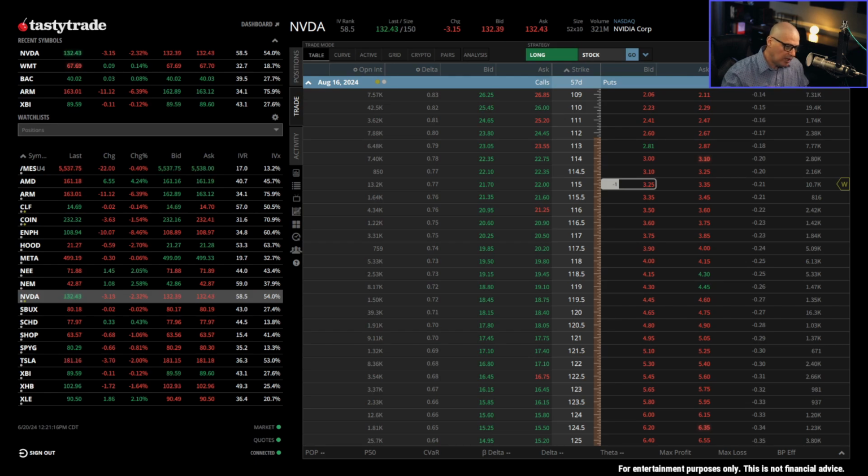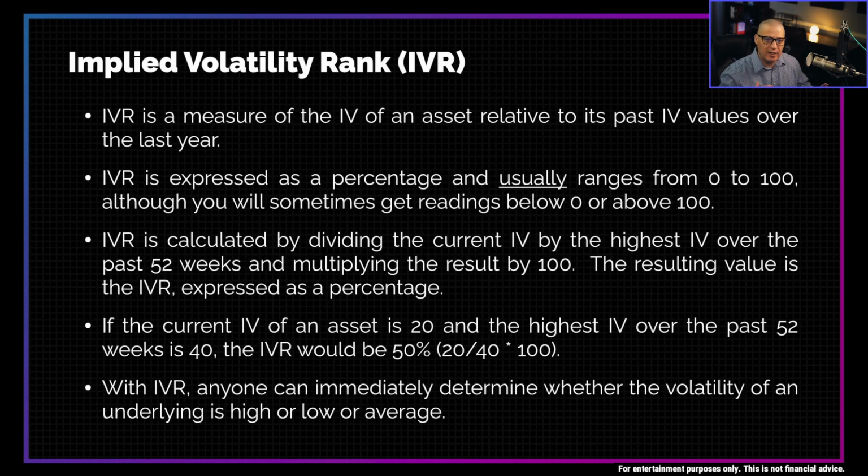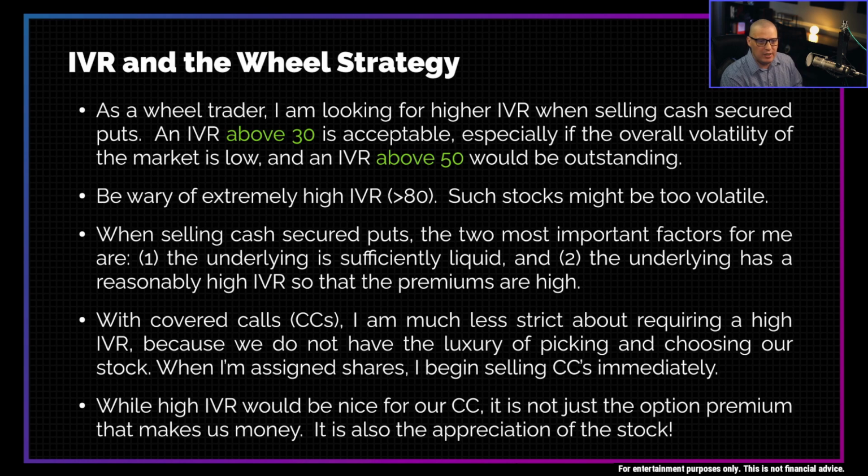So now that we've talked a little bit about what IV is and about what IVR is, let's talk about IVR and the wheel strategy. As a wheel trader, I'm always looking for higher IVR when I sell cash secured puts. I want an IVR above 30. Above 30 is acceptable, especially in a market like we're in now where the overall volatility of the market's kind of low. If we were in a higher volatility market, then I'd probably be looking for something with an IVR above 50. I think above 50 is actually outstanding, but above 30 is acceptable.